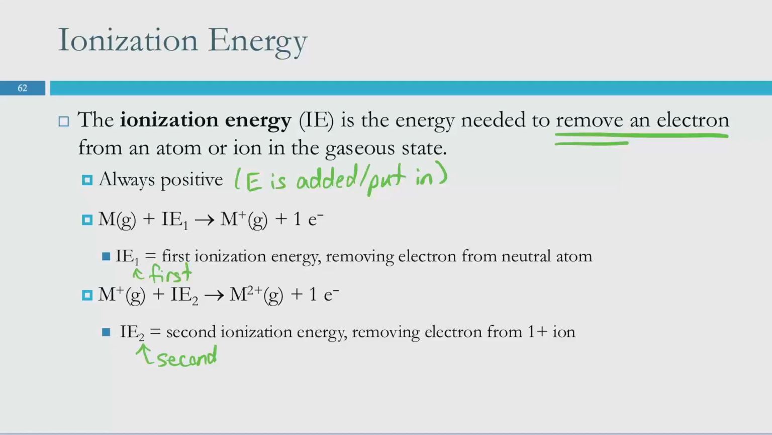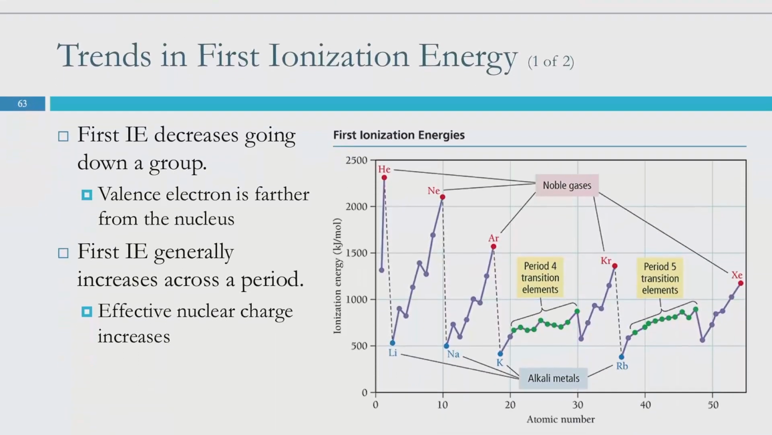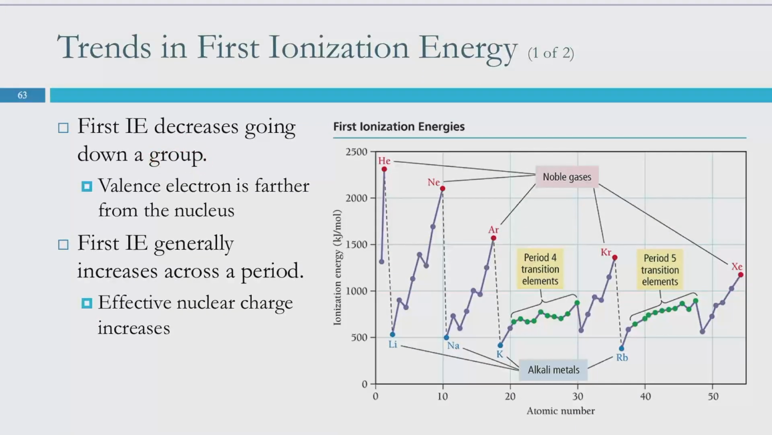So it takes energy to remove an electron. Our first ionization energy decreases going down a group. So as we're moving from top to bottom, our ionization energy decreases. So if we look at, we've got a graph here, it's atomic number on the x-axis, so we're just working our way through the periodic table left to right, and jumping down rows. And then our ionization energy here on the y-axis, this is how much energy it takes to do that first ionization. And we've got our alkali metals here on the bottom, we've got our noble gases here on the top.